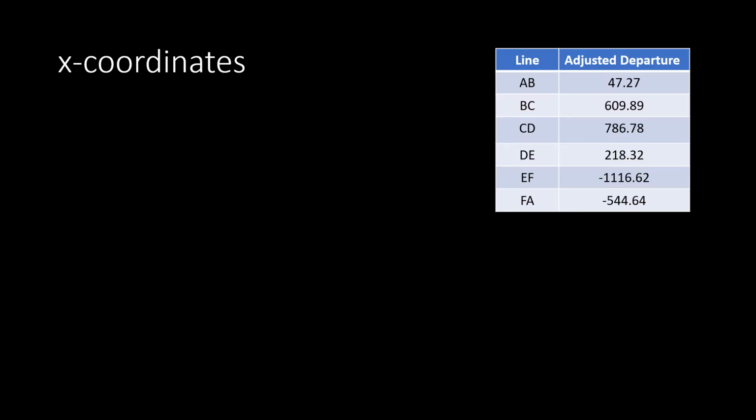We begin by calculating the x coordinates. So for the x coordinates, we will be using the departures or the adjusted departures of the line. We start at the initial point or the station point A, whose x coordinate is known, equal to 500.00. We now go to the second point, to the x coordinate of the second point B.